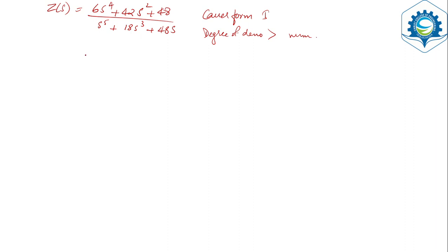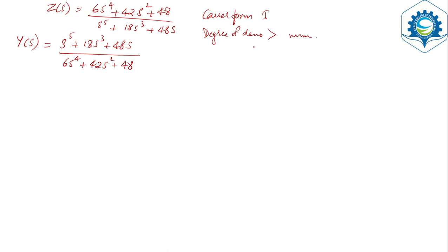So, what do you have to do? In such situations, you have to consider the admittance, or y of s. What is y of s? Y of s is the inverse of z of s. And how do you find out the inverse? You just interchange the numerator and the denominator. So you have s raised to 5 plus 18 s cube plus 48s divided by 6 s raised to 4 plus 42 s square plus 48.